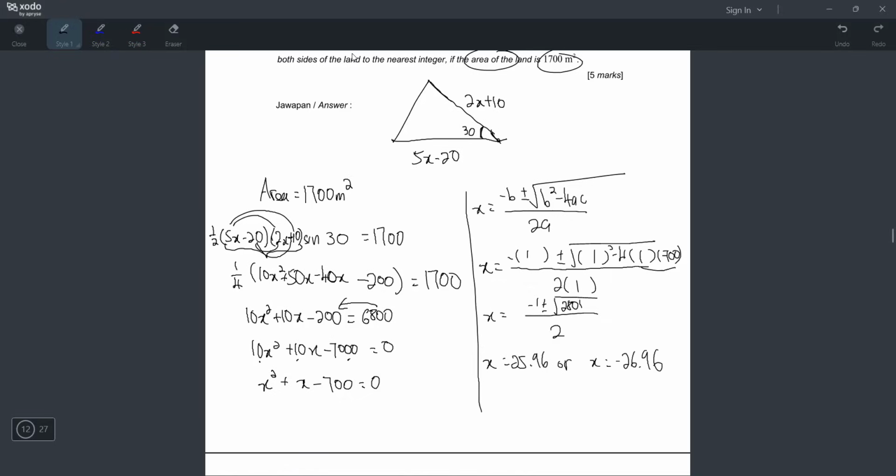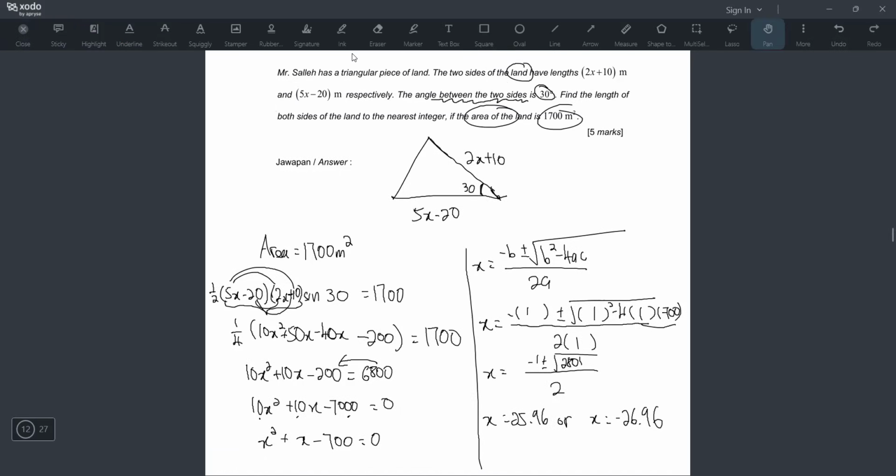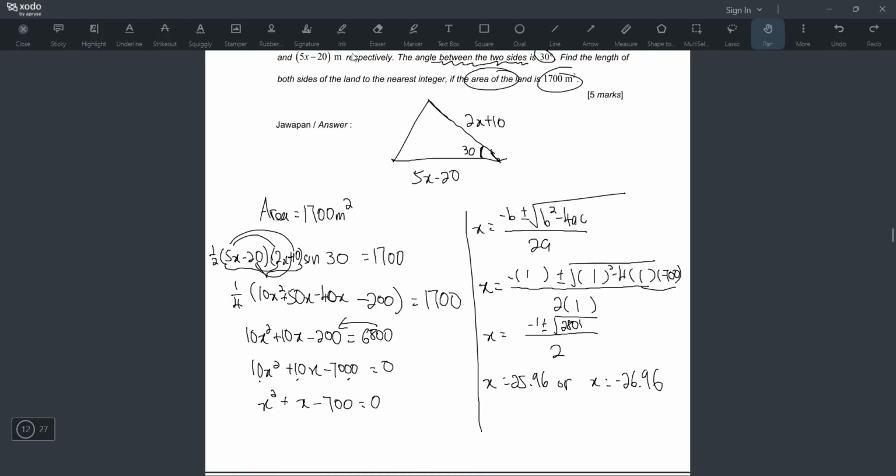But the question never asks you to find x. The question asks you to find the length of both sides. So it means I need to substitute the x inside, and find this length and this length, right? But is it possible for the x to be negative 26.96? The answer is no, because when the x is negative 26.96, what happens when you times with a 5? You will get a negative number, and then negative number minus 20, you'll get even smaller. You will get a negative number. So it's not possible for the length to be negative, right? So what do we have to write down here? Rejected. Rejected means we ignore this answer, right?